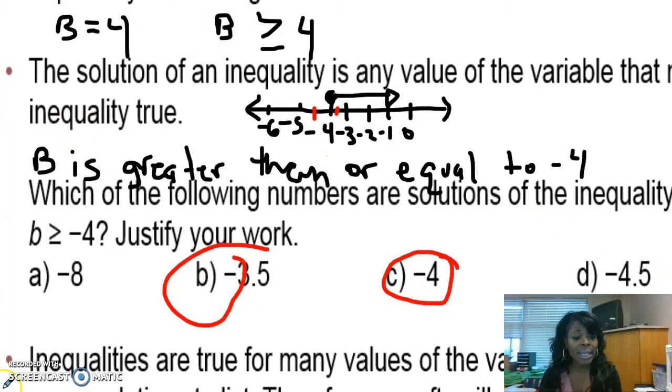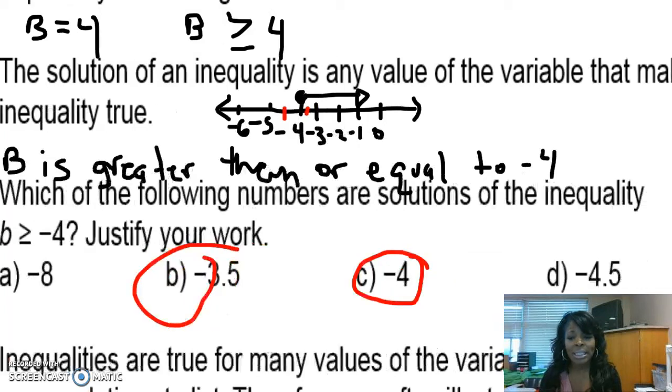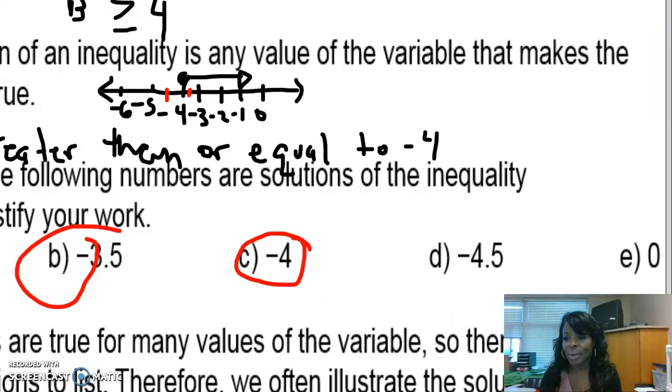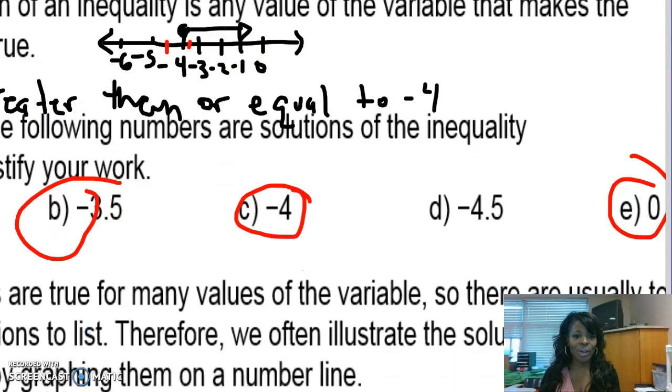And then, in case you don't have this, I'm going to move it over. The last solution is 0, okay? And we're going to circle 0. All right, let's go down.